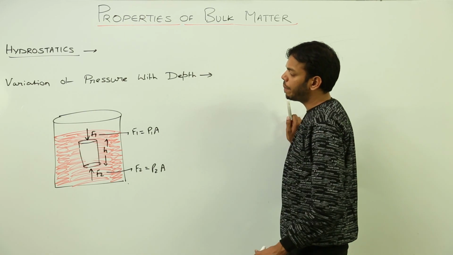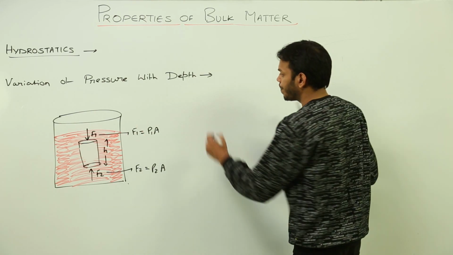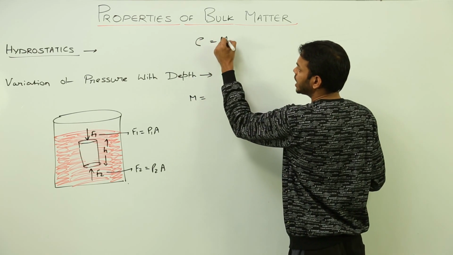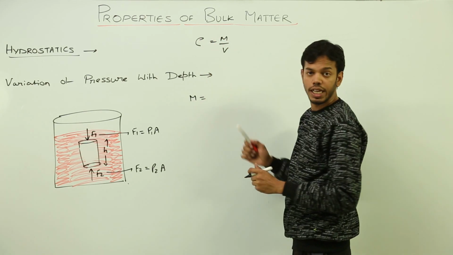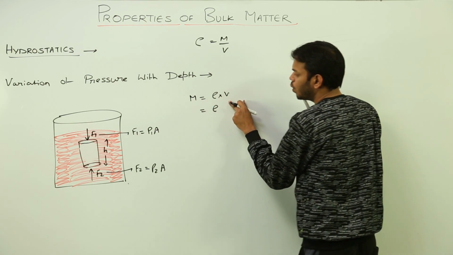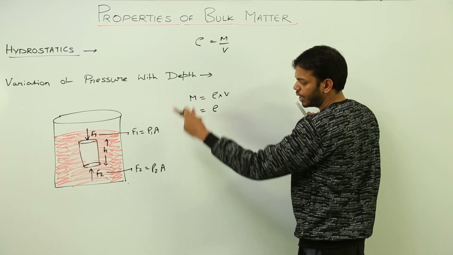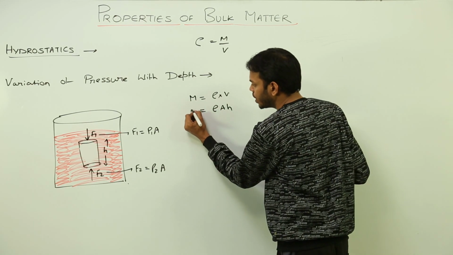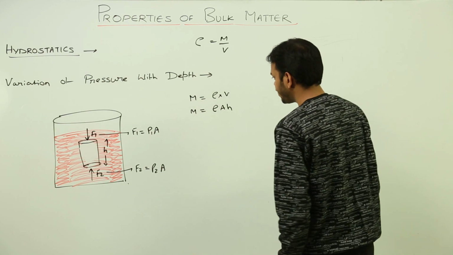What would be the mass of this imaginary liquid column? Density is mass per unit volume, which means mass is equal to density times volume. What is volume? Area of cross section into length, so area of cross section A into height H. This would be the mass of this liquid column.